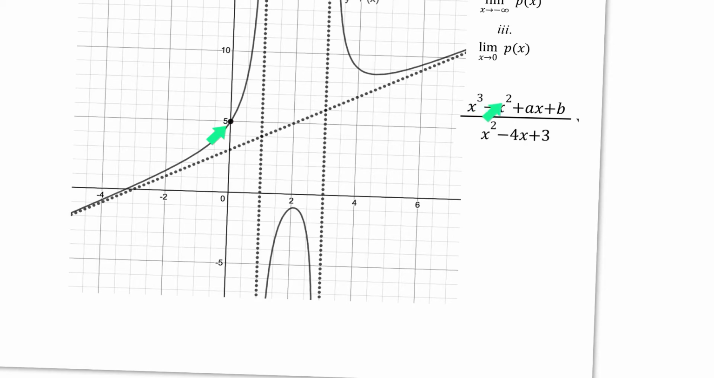Okay, so if I plug in 0, I get 0 cubed minus 0 squared plus 0 plus B over 0 minus 0 plus 3, which is b over 3. b over 3 has to equal 5 because when x is 0, the value for y, or the p of x, is 5. So that means b must equal 15.